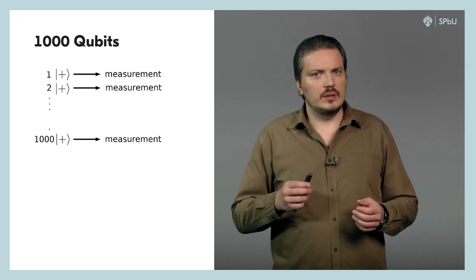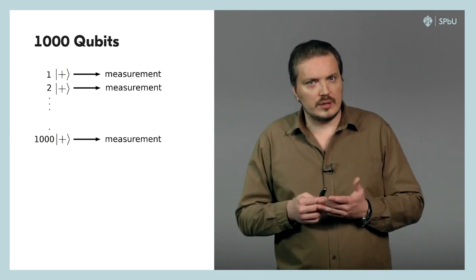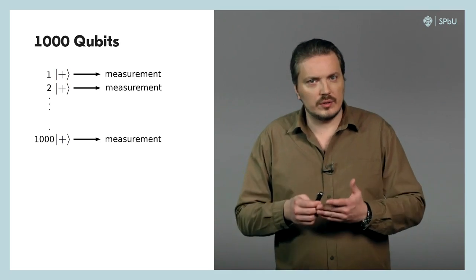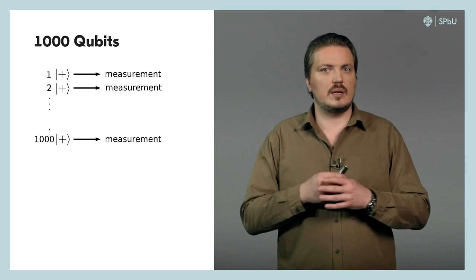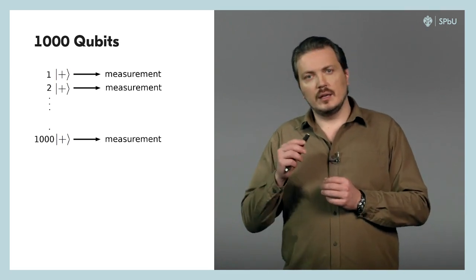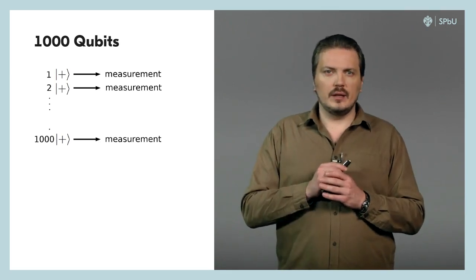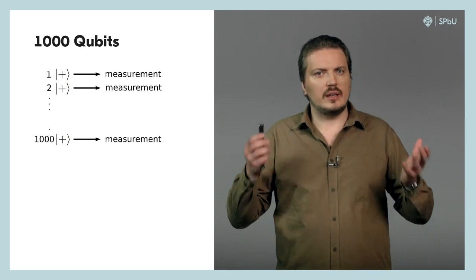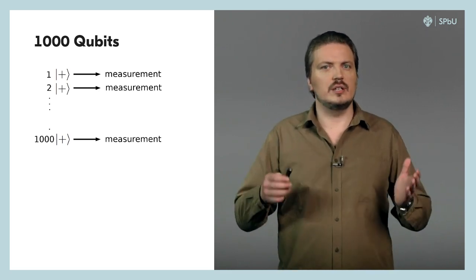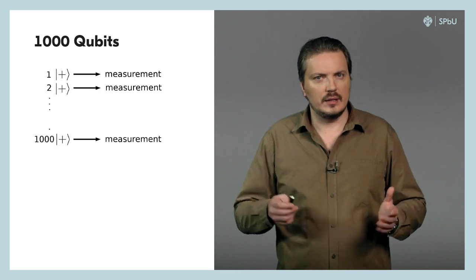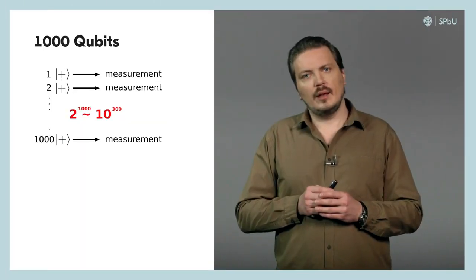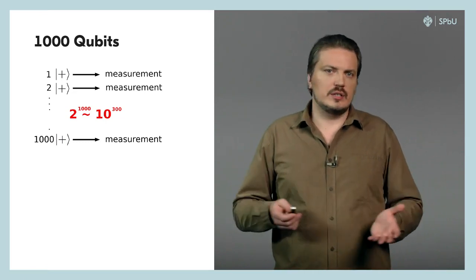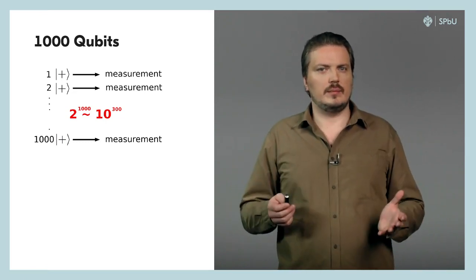And if we do, it is no problem for us to generate all those photons in the superposition state, the state plus, for example. Imagine we did that. Now, if we measure all these 1000 photons, each in 0, 1 basis, then how many possible outcomes can we get? The answer to this question is really amazing.